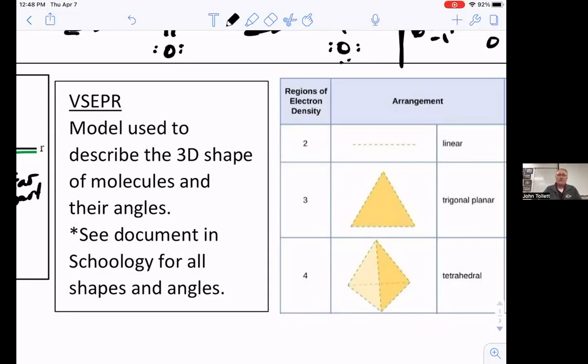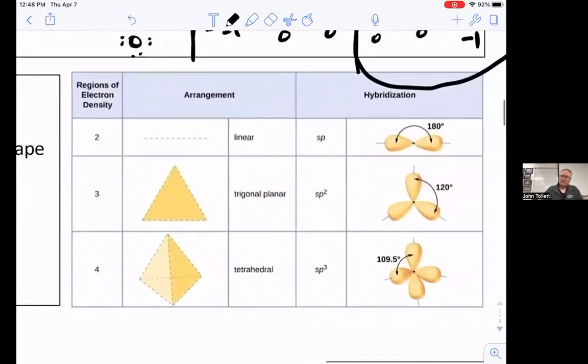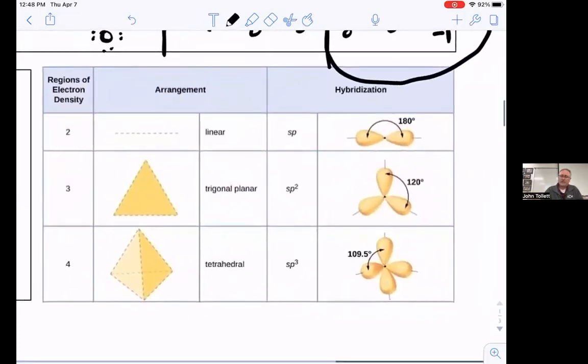There's a page in Schoology, so you can go and look at all the angles and shapes. It's also in your notes that we had before. But anyway, just looking at a few of them, not all of them, this idea ties several different theories together. It ties together discussing things in terms of sigma and pi bonds.